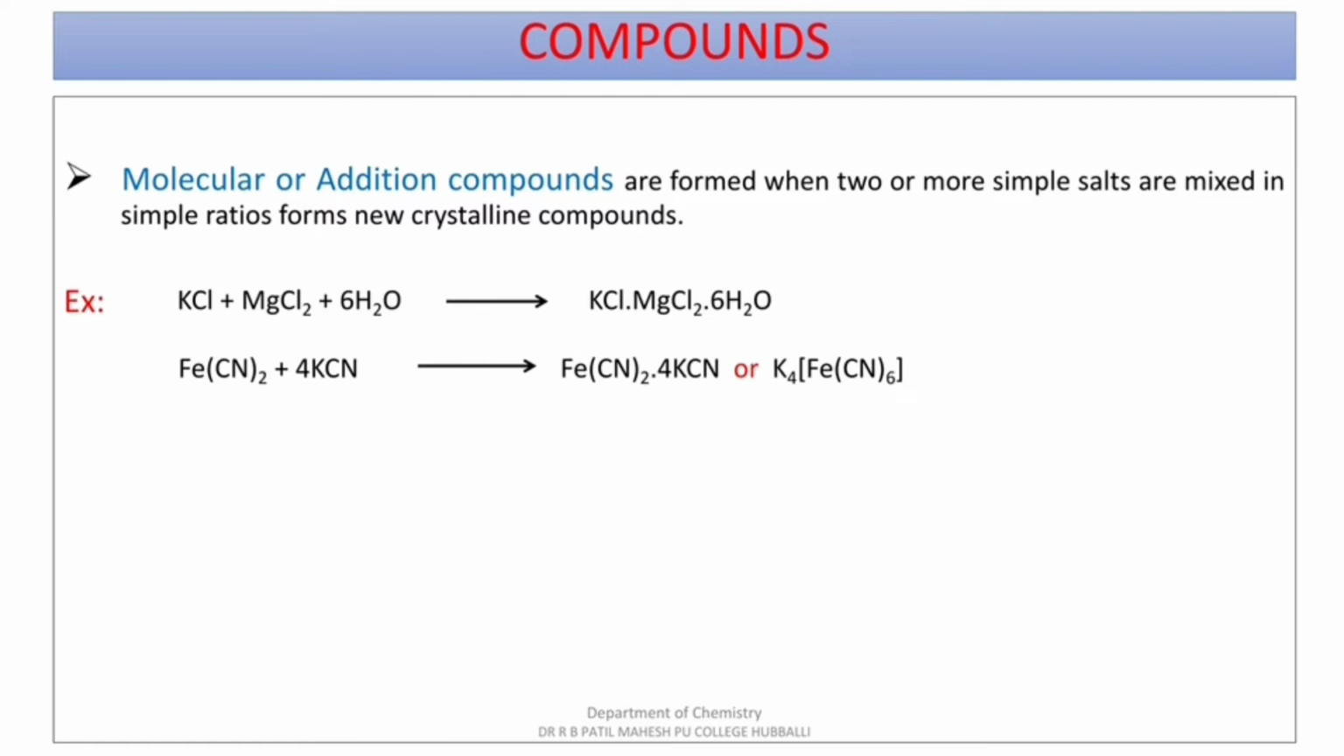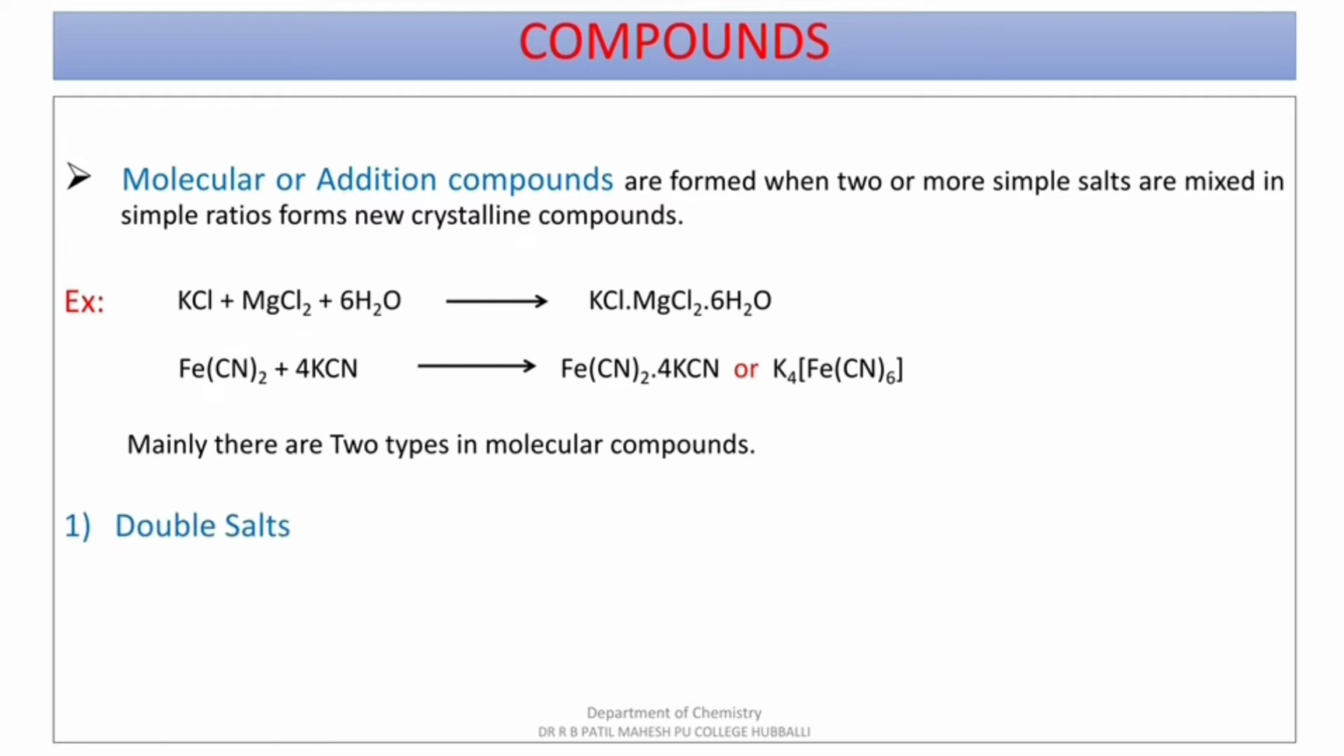Next example, Fe(CN)2 and 4KCN. They combine together to form Fe(CN)2.4KCN or K4[Fe(CN)6]. Again, Fe(CN)2 and KCN are two different salts. Molecular or addition compounds are again of two types. First one is double salt and the second one is coordination compounds.